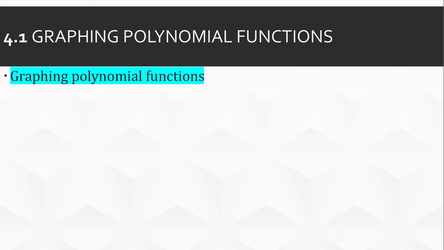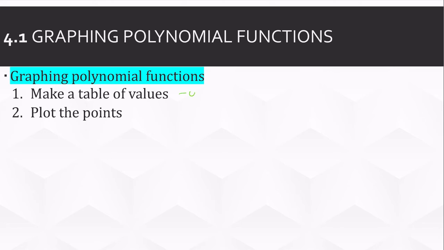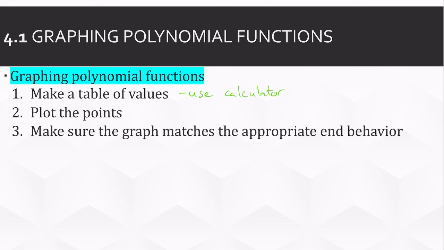So how do we graph polynomial functions? First, make a table of values. It'll be a lot of values, not just 5 points. It'll be a whole bunch of points, maybe 10 or 12. A good thing you have a calculator to make the table of values. And then you're going to plot points. And then finally make sure your graph matches the appropriate end behavior. Do both ends go up like they should, or one up, one down? You know, which way should it go?